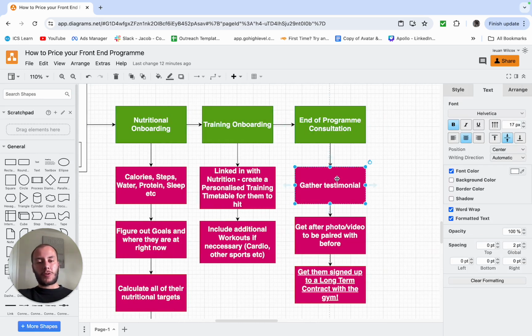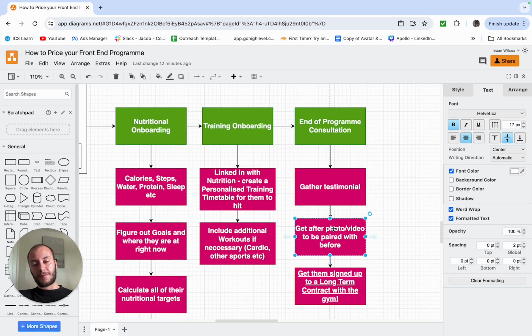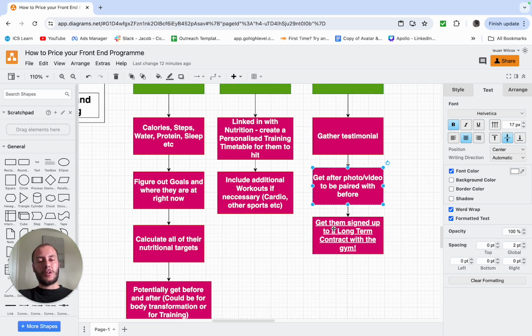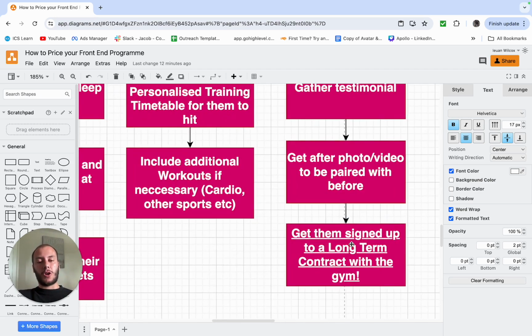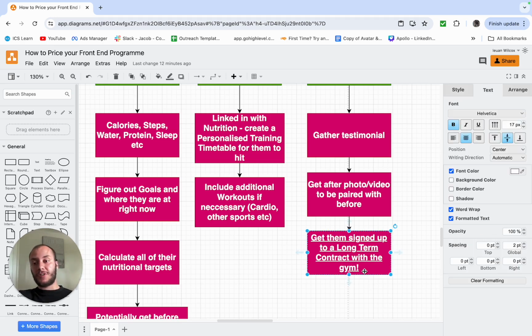And then finally, the end of program consultation. What you want to do is gather a testimonial, so a video of them saying how the 6 weeks went. If they've got a before and after, you want to take the after. If they've got a before and after video, you want to do the video. But most importantly, you want to get them signed up to a long-term contract with the gym. The whole point of this is, number one, to make cash on the front end, but also to get these people signed up to a month-to-month membership at the end. So I'd recommend you try to get people signed up to a minimum of a 6-month contract at the end of this front end program for your monthly cost, and that's going to be absolutely perfect.